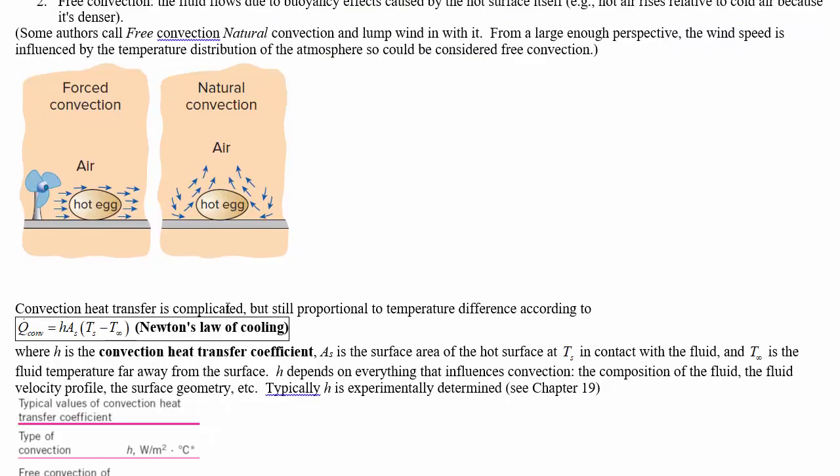Convective heat is pretty complicated, and that's mainly because we can't easily figure out what H is until we have the material from chapter 19. Again, that's going to involve some details of conductivities of the fluid, as well as information about how the fluid is flowing. So chapter 19 is all about forced convection.